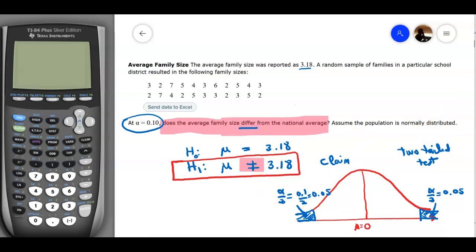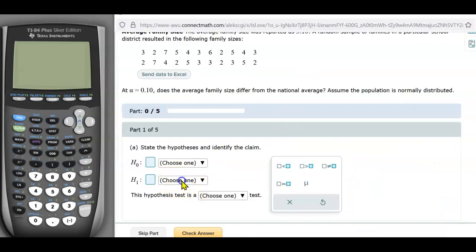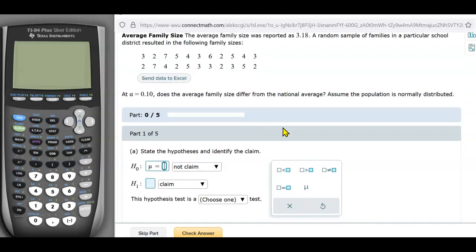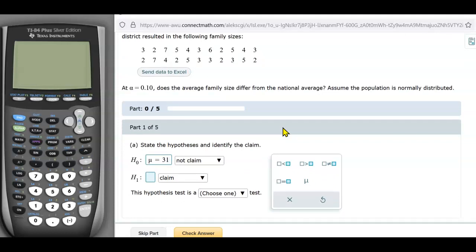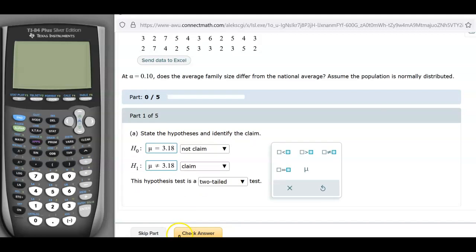All right, so let's go back and plug in our information. So the claim is H1. This will be my claim. This is not the claim. H0 will be the mean equals to 3.18. And H1 will be the mean is different than 3.18. And we say this is a two-tailed test. Let's check it.